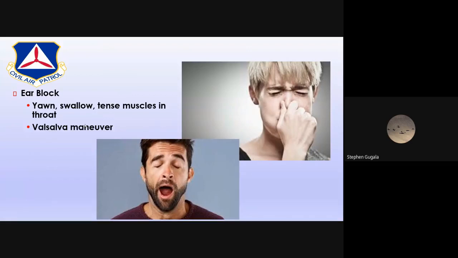To prevent it, or I'm sorry, not to prevent it, to maybe relieve it, you can yawn, you can swallow, you can tense the muscles in your throat, exercise all those muscles you never really thought you had direct control over to try and get those eustachian tubes to open up and relieve the pressure. There's also a technique called the Valsalva maneuver, where you hold your nose, close your mouth, and try and blow through your nose, which will change the pressure in your ears. I've had tremendous success with that in my years of flying when I really am having a blockage that I can't deal with. So these are techniques that will help.